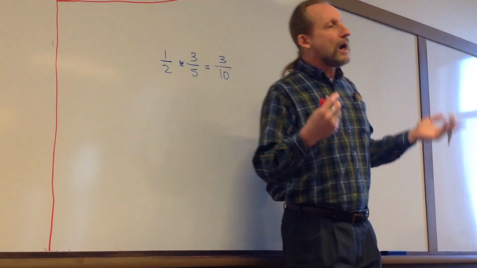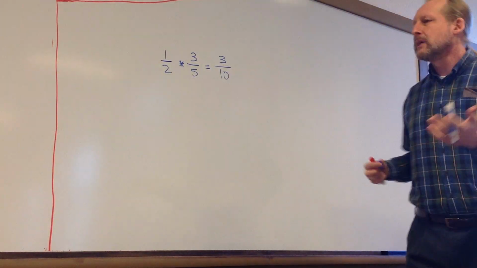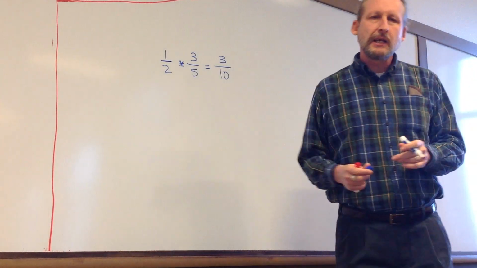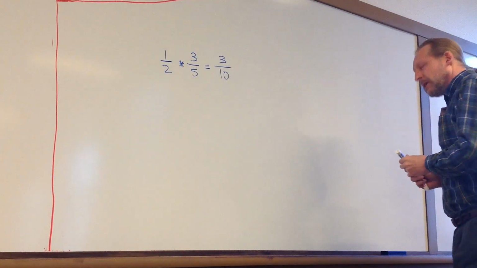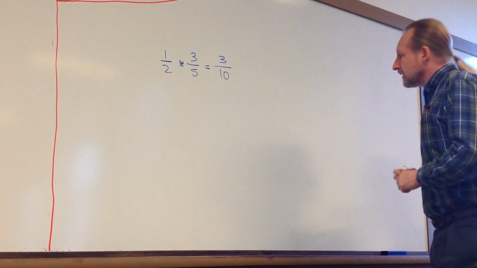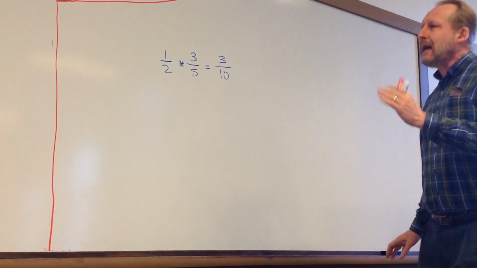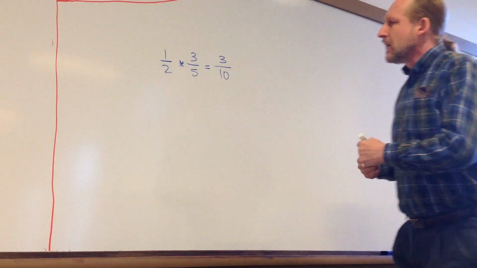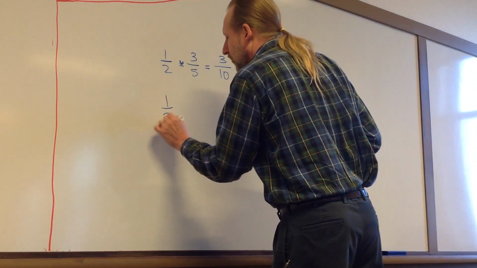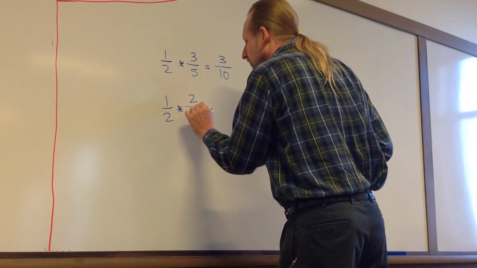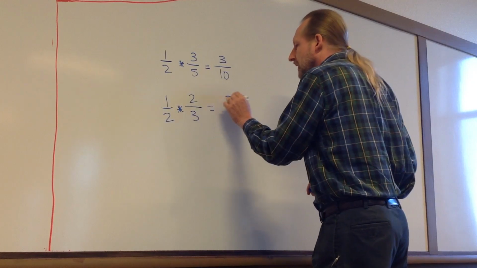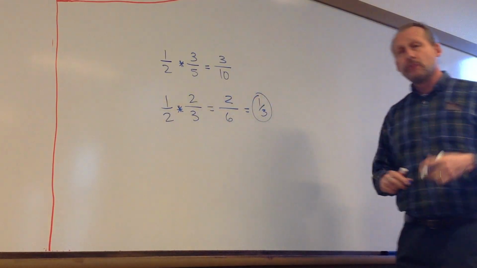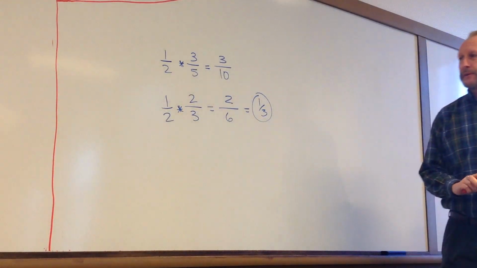There are some reasons for why we do that. I'm not really going to go into them right now because I don't think that they're helpful to understanding the concept. If anybody's interested, I'd be happy to talk to you about it. So this answer is in lowest terms, okay? Now what if we had something like 1/2 times 2/3? Then we would get 2 on top, 6 on the bottom, and that's not in lowest terms, so we would want to reduce that to 1/3.